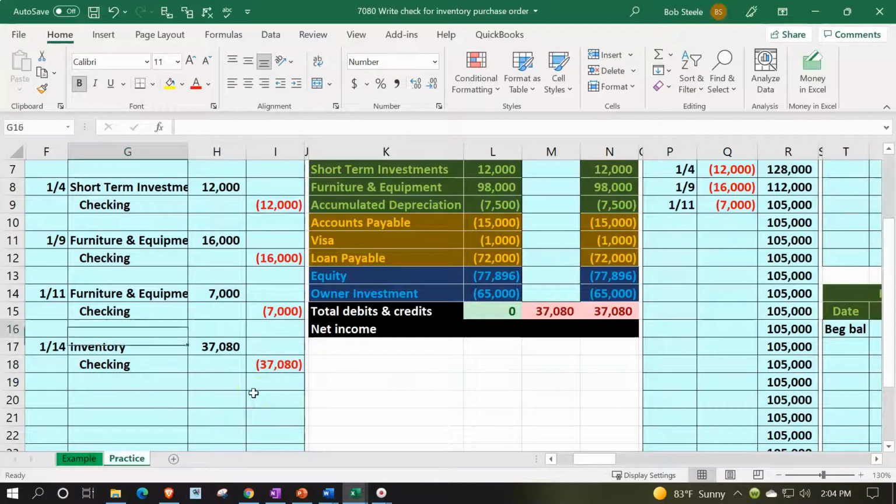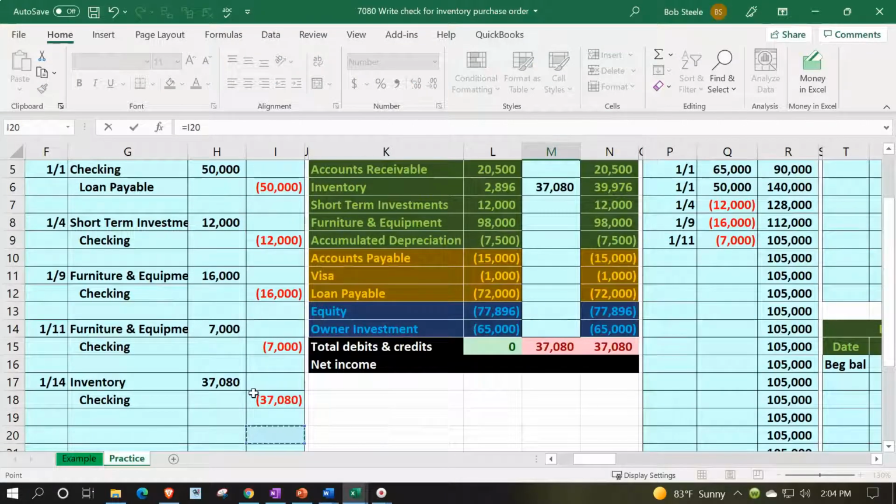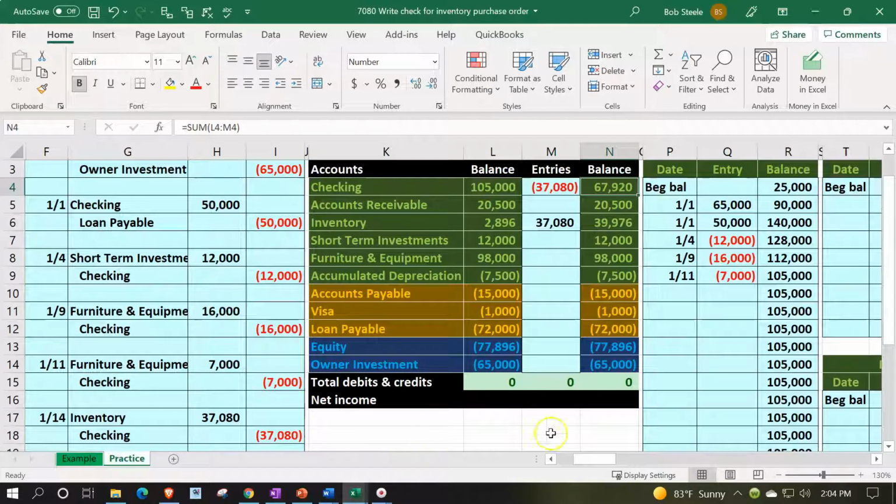So then the checking account is going to be up top. So we're in M4. I don't know, 37,080. And there we have it. So we've totaled that up. That looks good. Let's imagine we're going to do it again. This time we're going to do it.